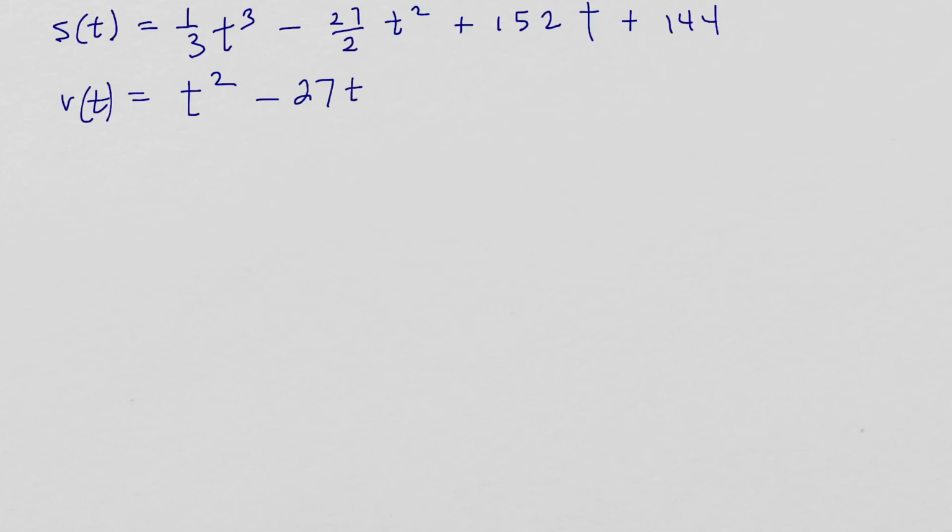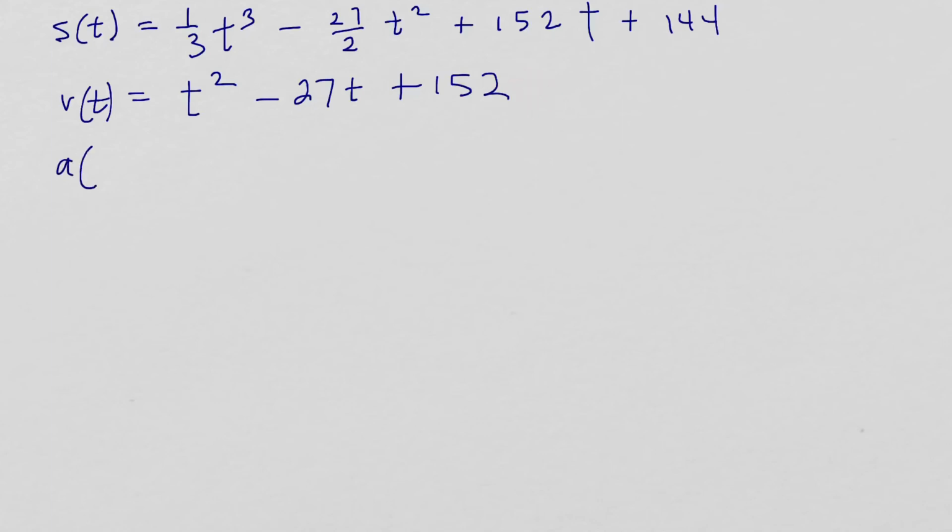Drop my power down by 1. So that's t to the first power. So I don't need to write the 1. And then this term here, this is t to the first power. 1 times 152 is 152. Drop my power down by 1, so that would be t to the 0, which is 1. So I write only 152. And the last term is a constant. The derivative of a constant is 0. So this is my velocity function.